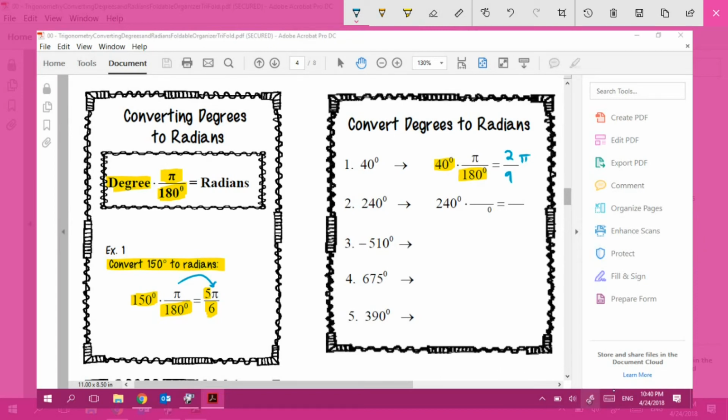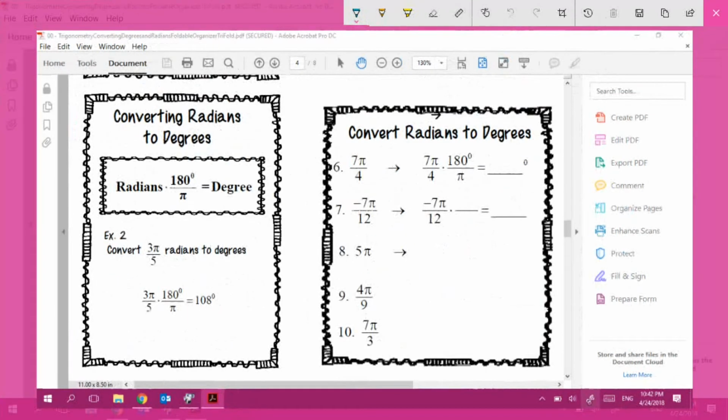Next one, 240 degrees into radians. So 240 divided by 180 times pi. On top, 240 divided by 180. Put that in the calculator, 4 over 3. Then just tag on the pi. Boom, there it is. Oh, there's only 5 problems. I said 6. You guys finish 3 through 5.